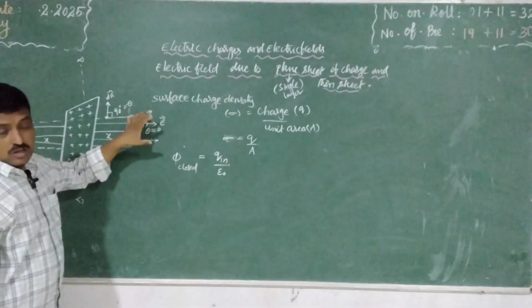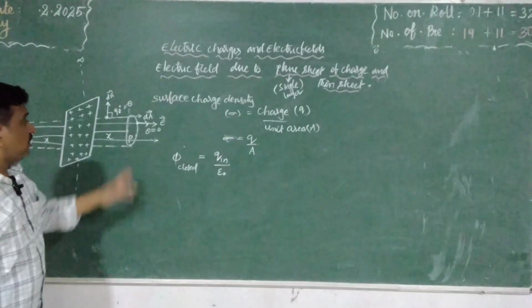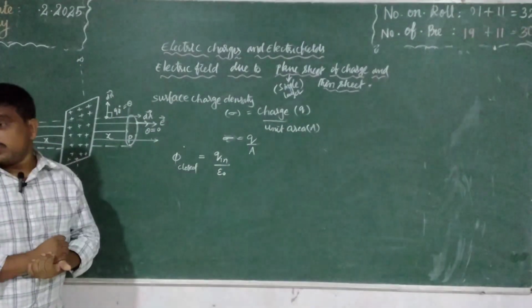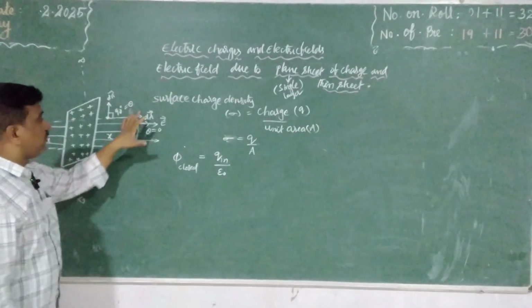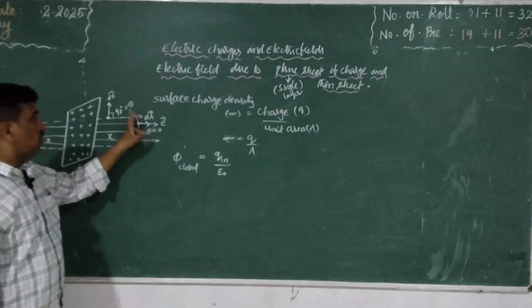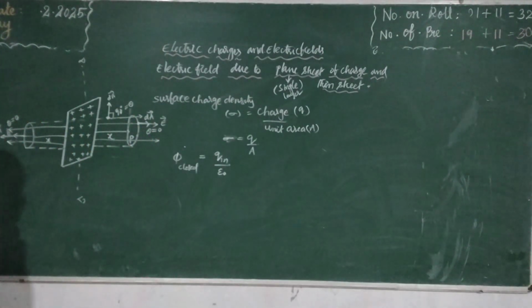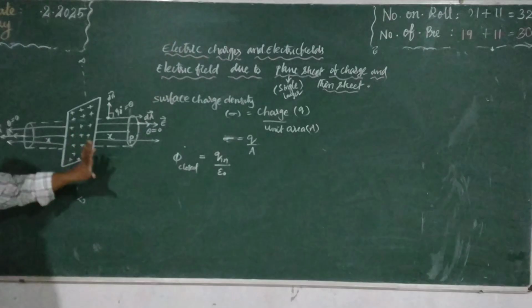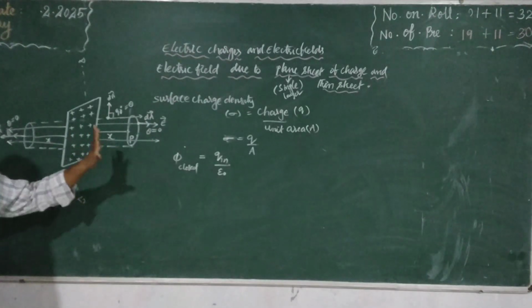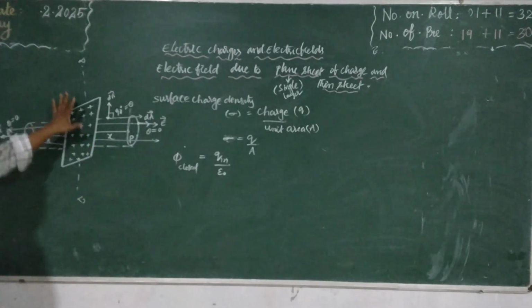It is symmetric at every point on the Gaussian surface. On a Gaussian surface, at every point theta is the same, either 0 or 90. So this Gaussian surface is used to find the electric field due to this plane sheet.